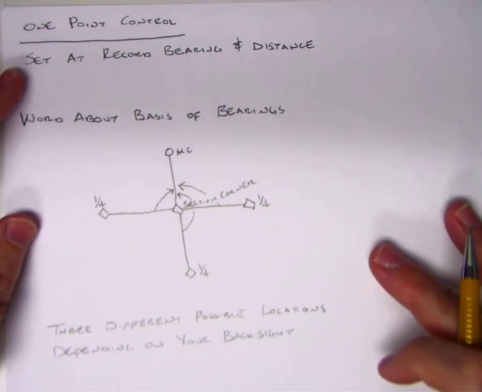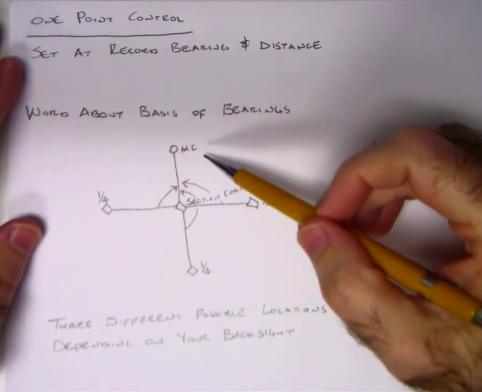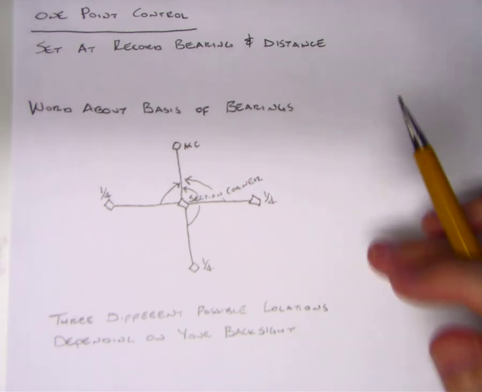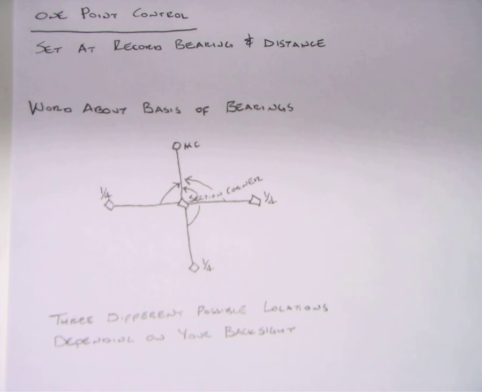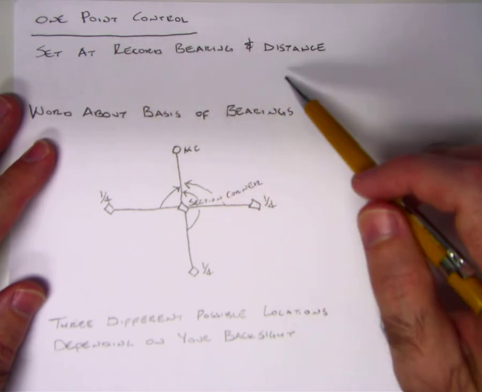One point control, also known as single point control. This is where a corner which is set from one direction, things such as meander corners were generally done this way, but it applies for any corner that was only established from one direction. What you need to do is set it at the record bearing and distance.